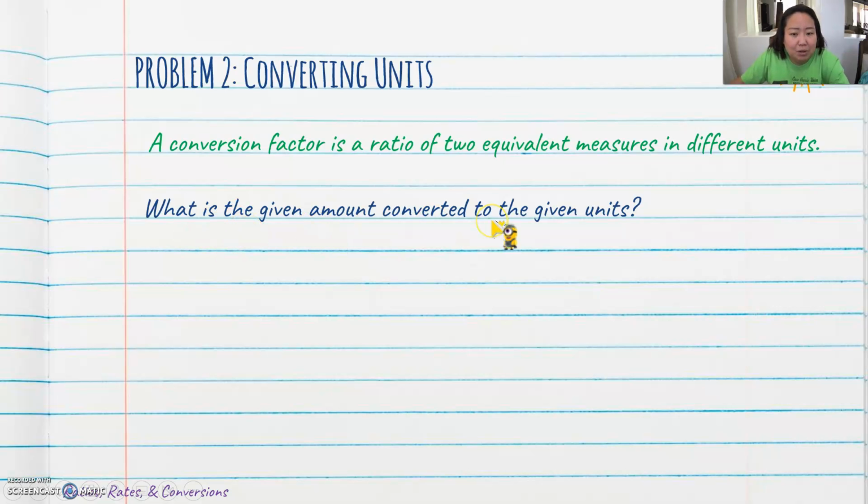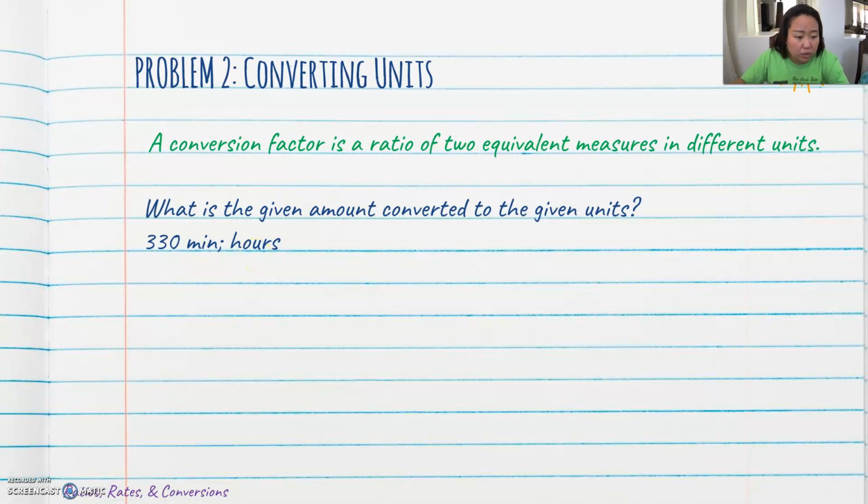Okay, so what is the given amount converted to the given units? So 330 minutes, and we need to convert it to hours. As you can see, both of these units are units of time, only of different measures. One is in minutes, the other is in hours. So how do we convert this?